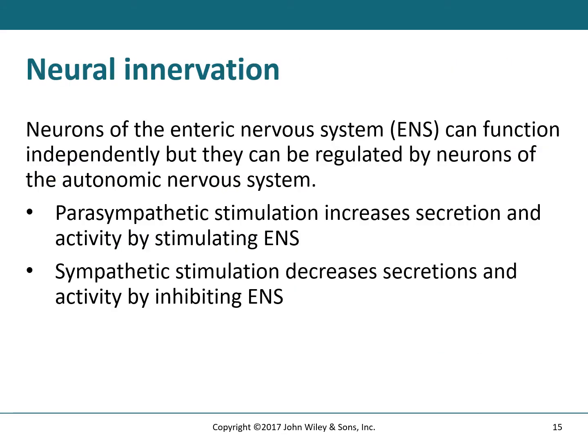We talked about how the enteric nervous system is the brain of the gut, and it can work independently, but it can be regulated by neurons from the autonomic nervous system. As a reminder, the parasympathetic nervous system is what we call the rest and digest system. So it actually stimulates increases in secretion and activity by stimulating the enteric nervous system. The sympathetic nervous system actually decreases secretion and activity, and this is our fight or flight response system.